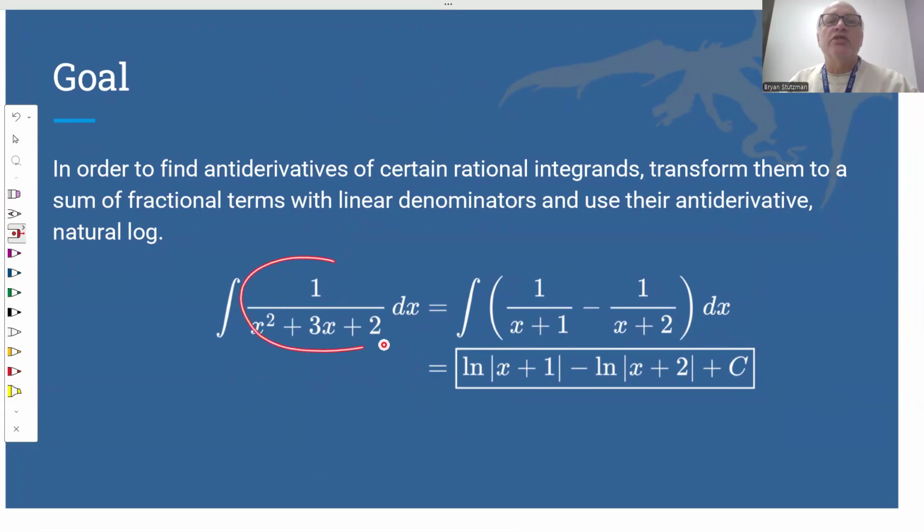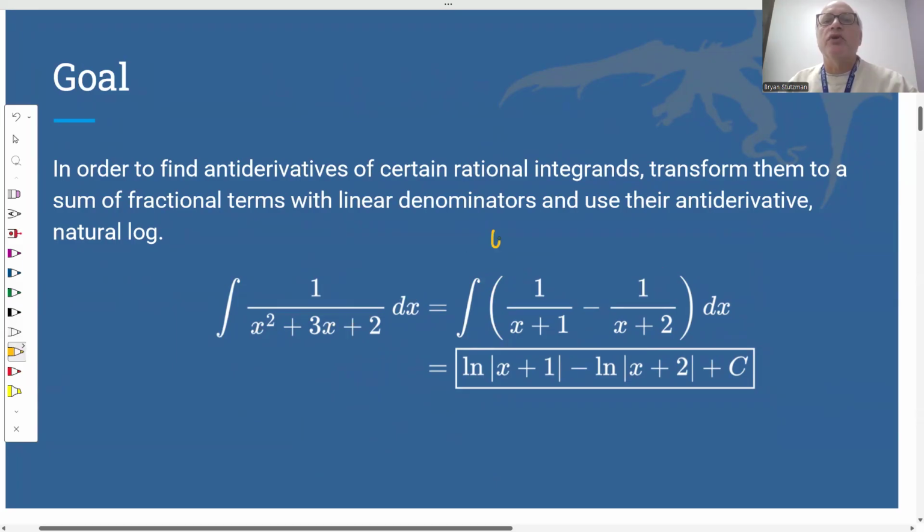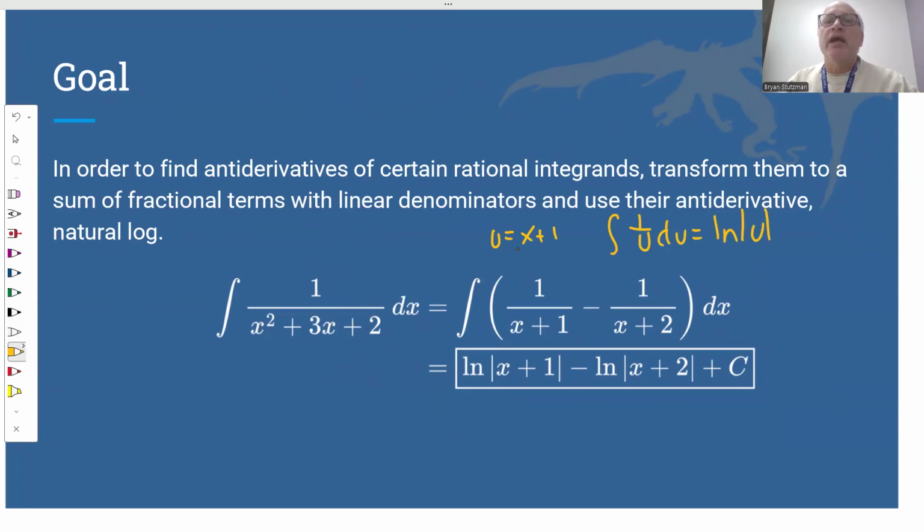But if I knew that this fraction was the same as 1 over x plus 1 minus 1 over x plus 2, then I can use u substitution and the log rules to find those antiderivatives. Because if u equals x plus 1, knowing that the integral of 1 over u du is natural log of u, and the derivative of u is the same as the derivative of x, then I can just get natural log of x plus 1 minus natural log of x plus 2 plus c.